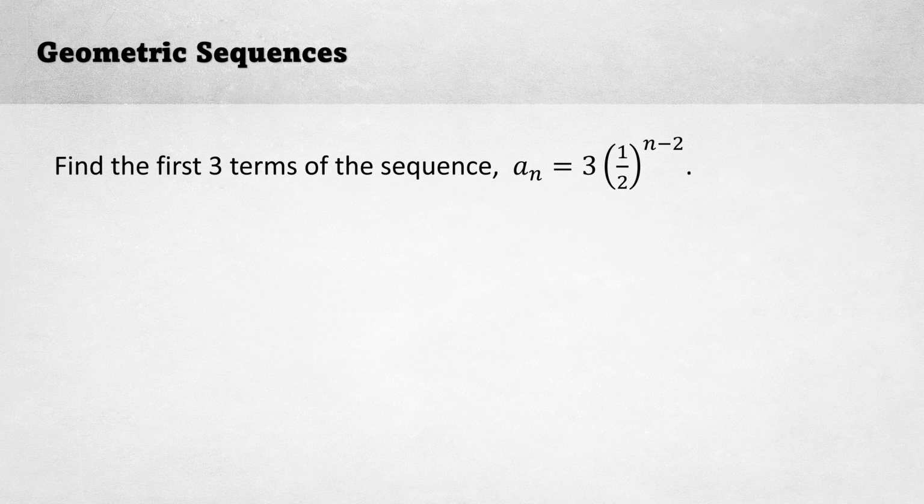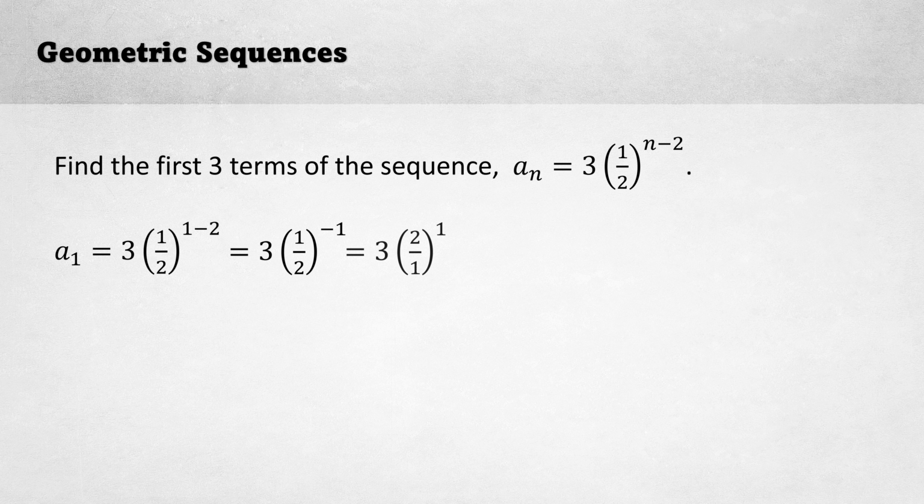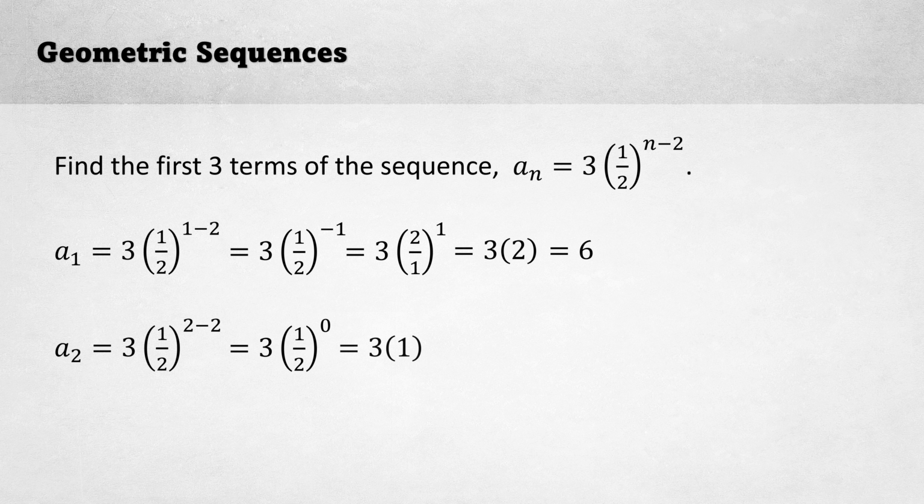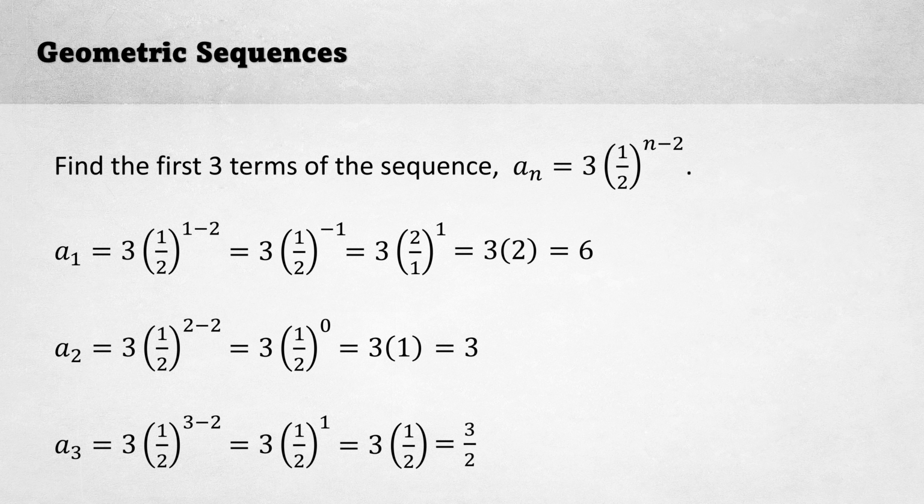Here's an example of a geometric sequence where we're asked to find the first 3 terms of the sequence. To find the first term, we simply input 1 for n and simplify it to get 6. For the second term, we input 2 for n and simplify it to get 3. And for the third term, we input 3 for n and simplify it to get 3/2.